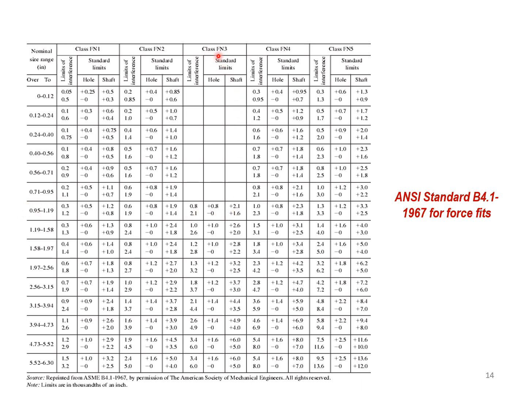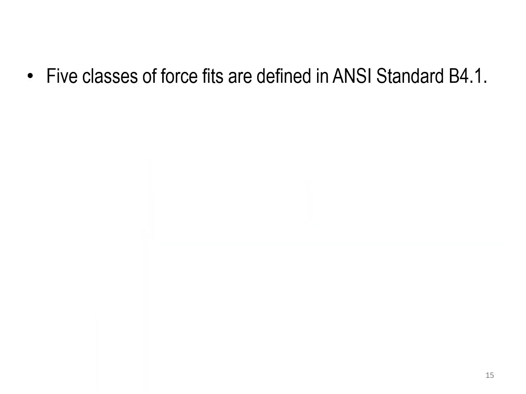And I will go to the FN3, so the standard limit for the hole is 0 and positive 0.8, and for the shaft it is positive 1.6 and positive 2.1. Of course, these are in thousandths of an inch, as we mentioned earlier. So you can see that the interference between them is always going to be positive. So there's no negative, no clearance between them.